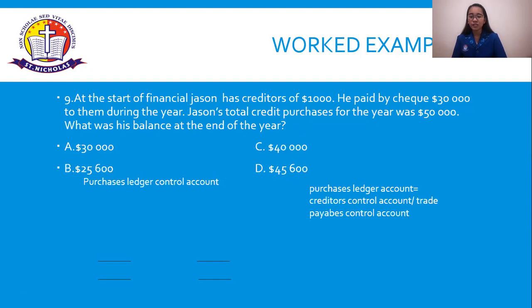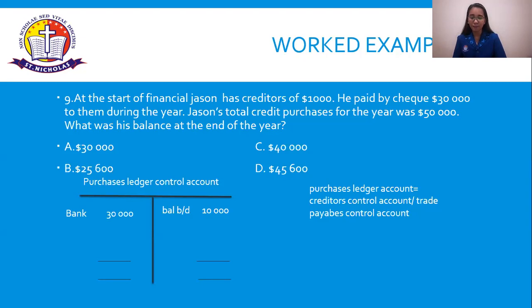Okay, purchase ledger control account is increased on the credit side, decreased on the debit side. And he says he has creditors of 10,000. So the balance b/d we put on the credit side, 10,000. And then he pays by cheque 30,000 to them during the year. We pay the debt, so we put it on the debit side because it decreases our purchase ledger control account.